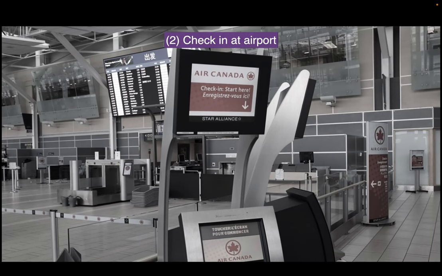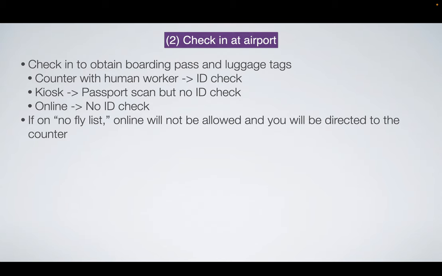All right, so we check in at the airport. We might use a kiosk like this. The main thing is to get your boarding pass and your luggage tags. If you go to the counter with the human, they'll probably check your ID. If you go to a kiosk, they'll do an ID check in the sense of, there's a difference between I look at your passport, I look at your picture, and then I look at your face to make sure your face is the face that's on the passport, okay? I can scan a passport, but it doesn't check my face. That's not really an ID check kind of thing, okay?